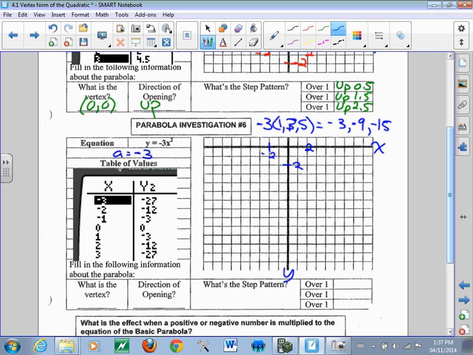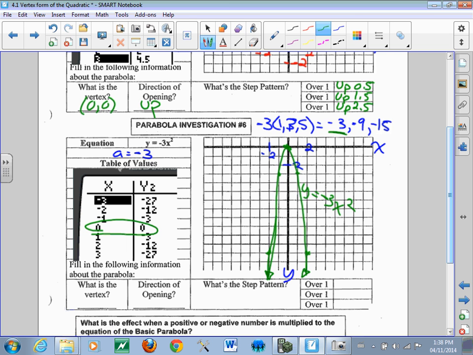So I label my axes, and now I'm going to look for my vertex. My turning point here is 0, 0. And now I got to follow my step pattern. As I go over 1, I'm going down 3. Over 1, down 9. 1, 2, 3, 4, 5, 6, 7, 8, 9. And we won't be able to do the 15 because it's too far. So on the other side, over 1, down 3. Over 1, down 9. And look how narrow it is. So we've stretched it. And we call that y equals -3x².